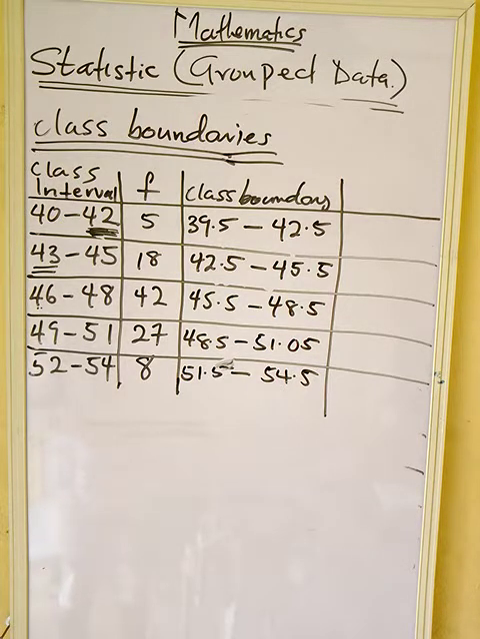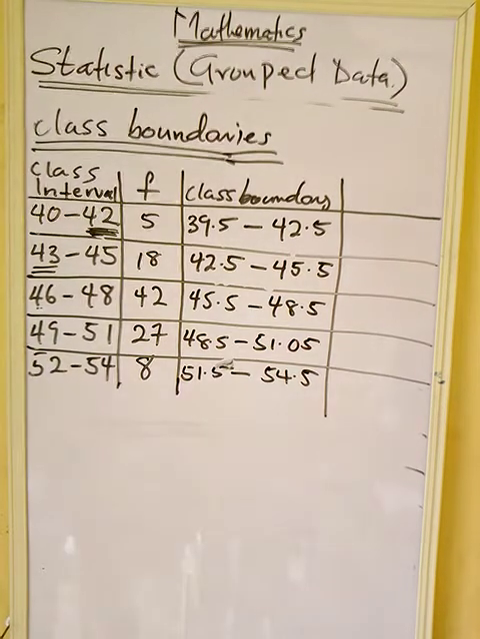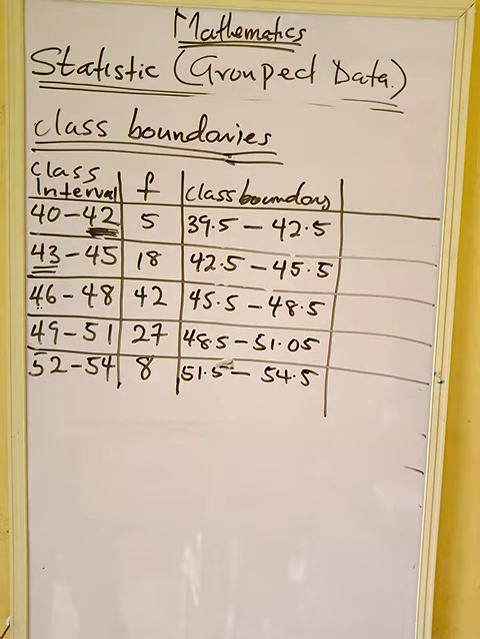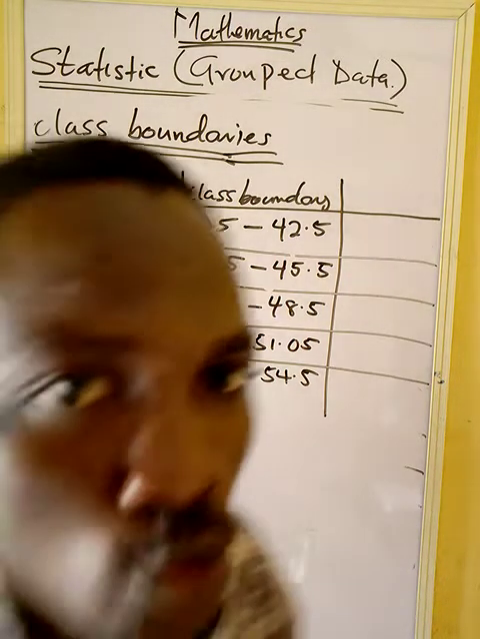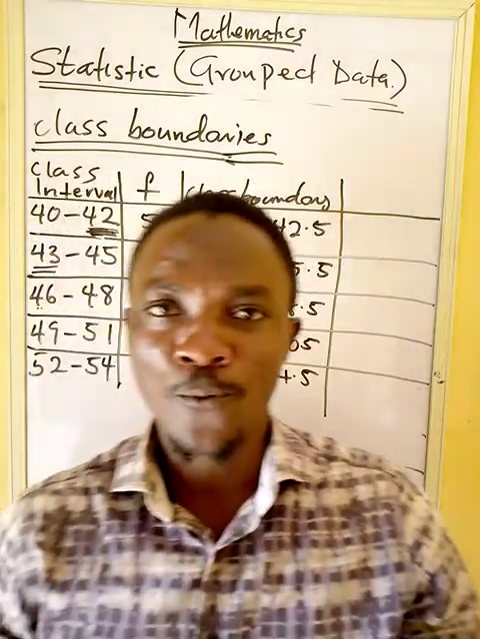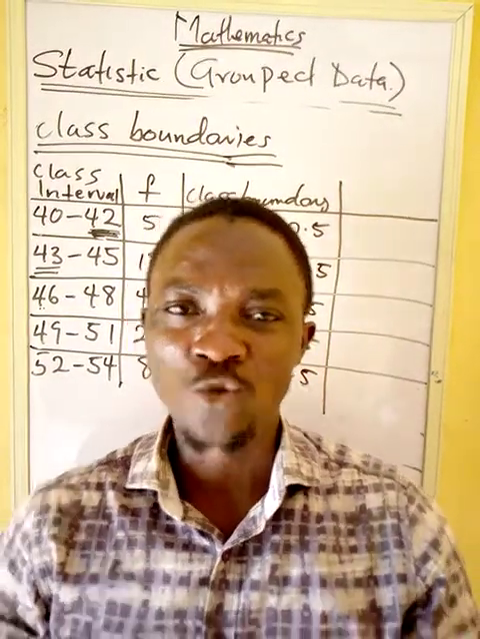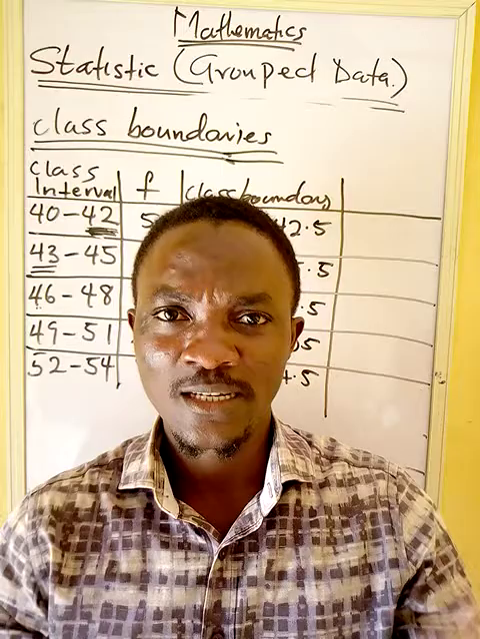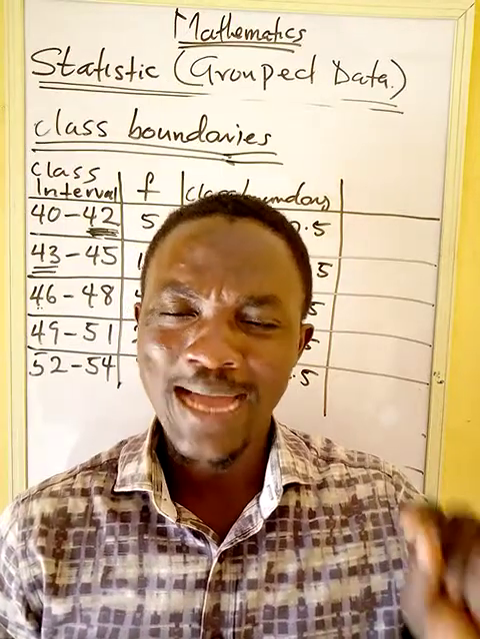That is how we normally get our class boundary. What we normally do is subtract 0.5 from the lower class limits, and add 0.5 to the upper class limits.